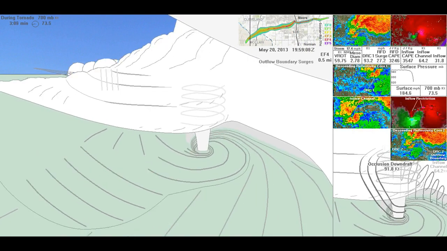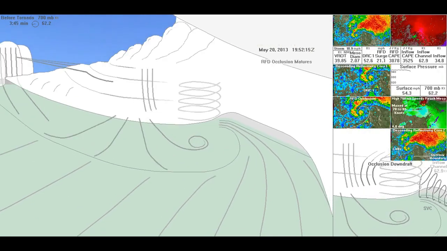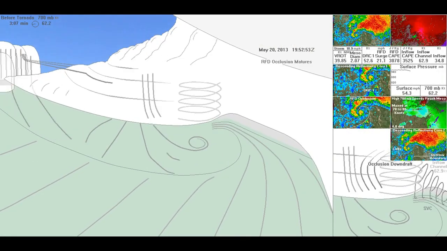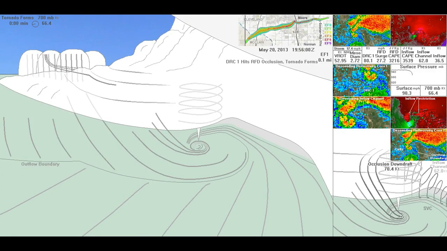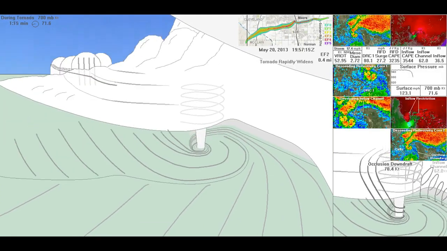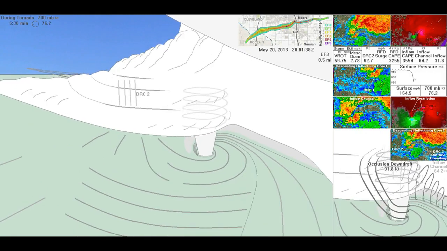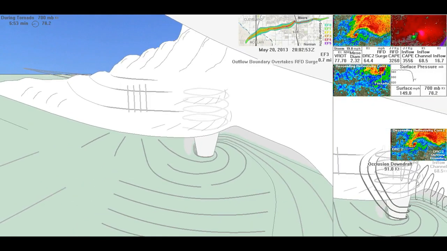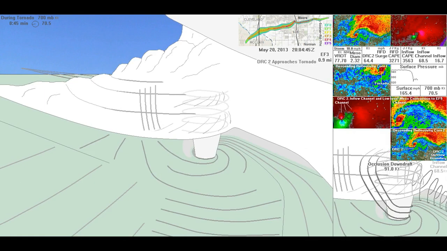Another thing I want to point out over here on the left is a cluster of cells that move in toward the flanking line. And this cluster of storms caused an outflow boundary to move across in front of the tornado, which you'll see at the bottom of the image. And it caused the inflow channel to be very long.